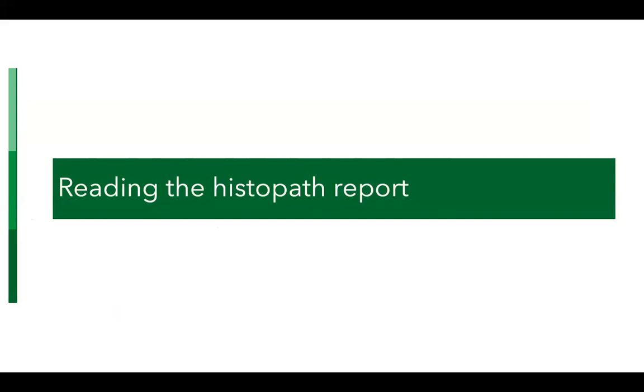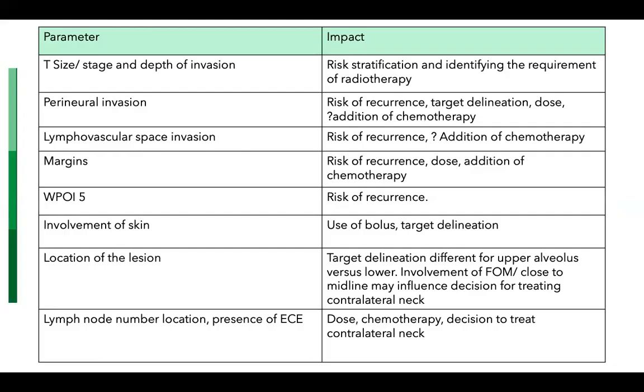Then, of course, we need to know how to read the histopathology report, what to read in it, and what we are going to apply it for. So one is, of course, the T stage. The T stage will help us decide whether we want to give radiation or not. And we will use that information to also do a risk stratification.